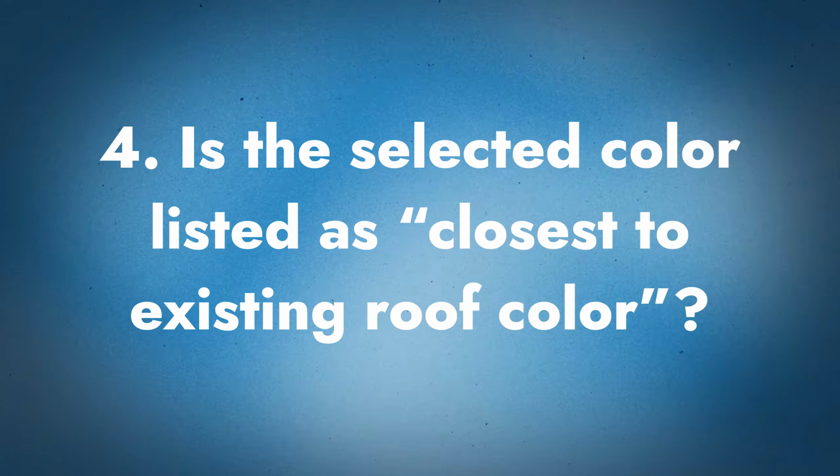Yeah, that's a great point, Lori. And the next thing that we're talking about is color. The fourth thing is the designer might call out a color to be closest to the existing roof color. So what does that mean, Ann, and what do you typically do to handle that situation?